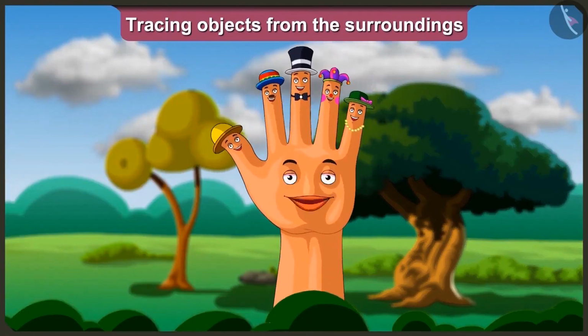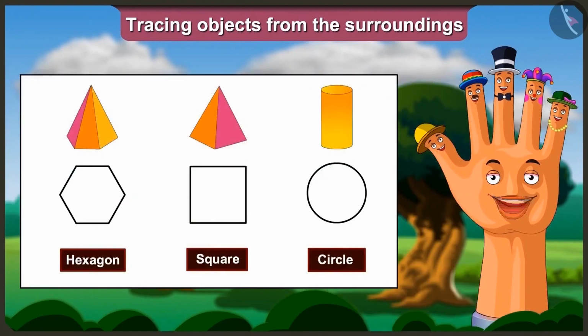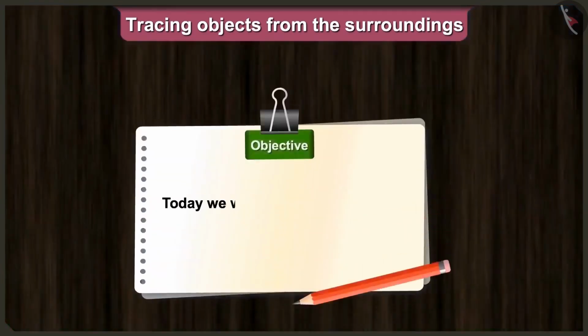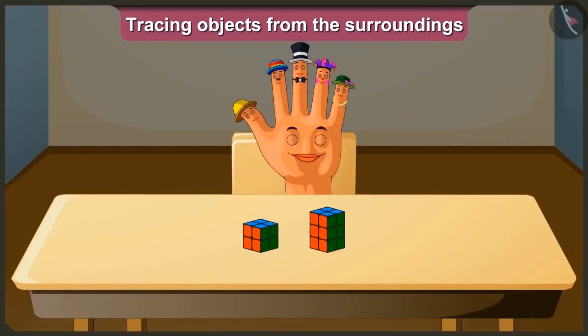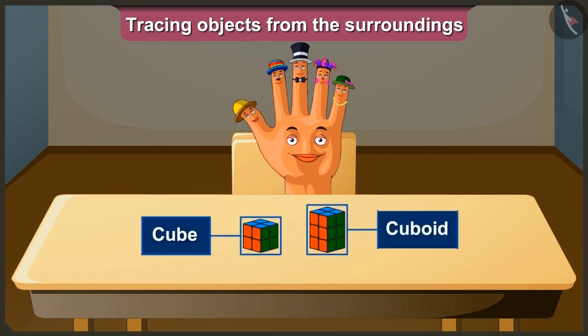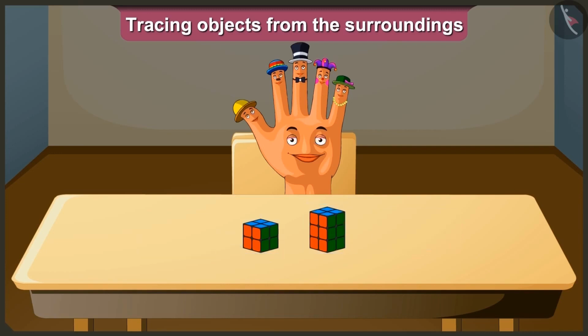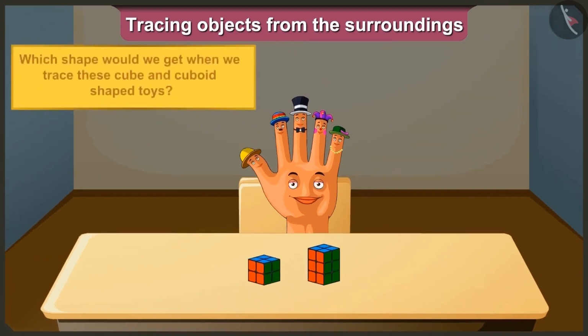Friends, in the last video, you understood the shapes we get when we trace objects from the surroundings. Today, we will understand some interesting facts related to tracing objects. Hey, Tallman, look, this is a cube-shaped toy. And this is a cuboid-shaped toy. Now tell me, which shape would we get when we trace these cube and cuboid-shaped toys?